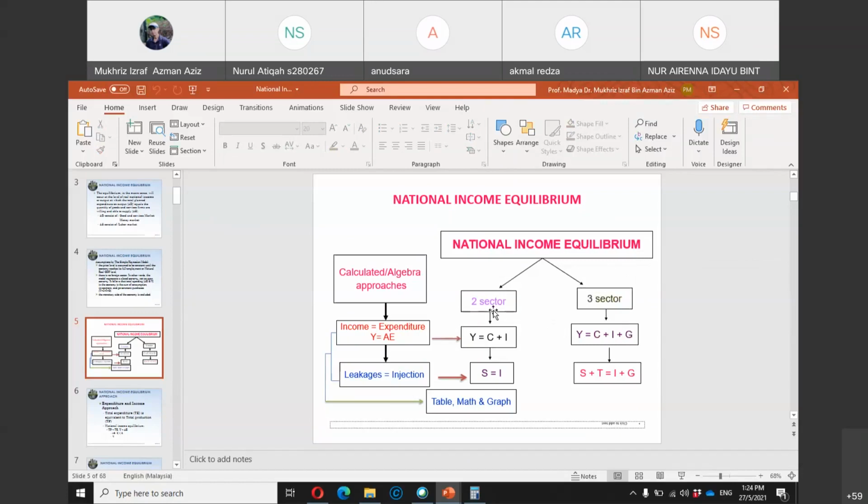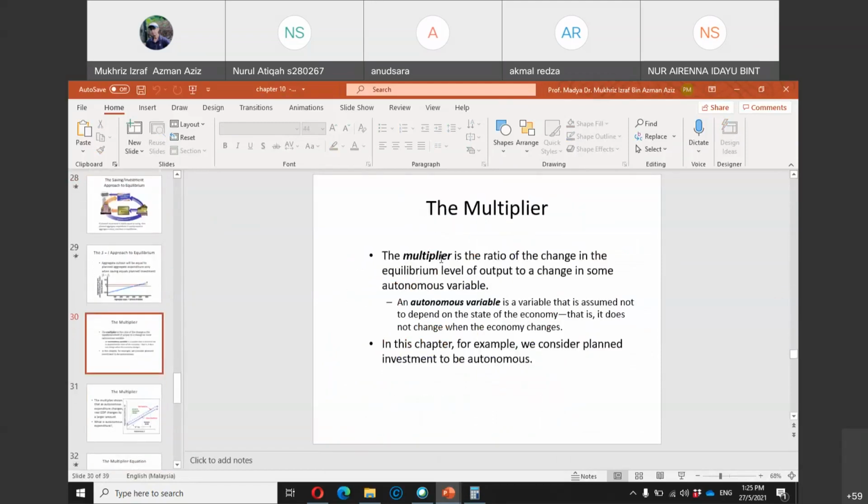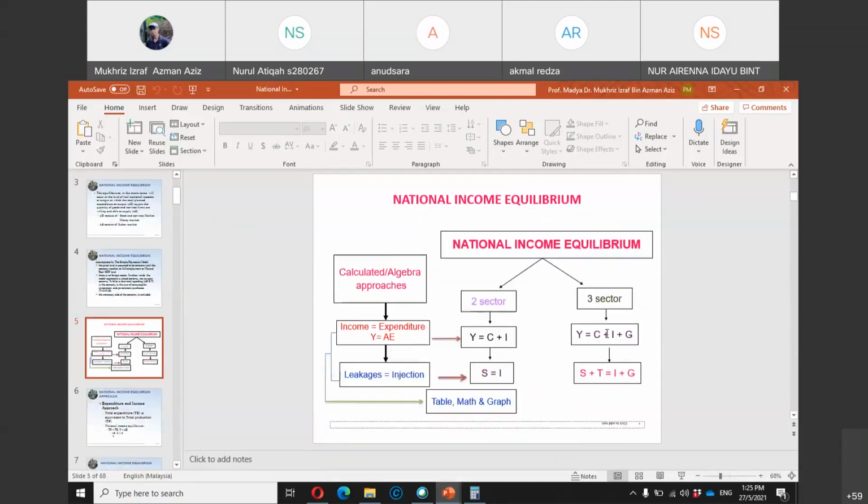We discussed the C plus I component last Monday. Today we are going to finish off with the government role, and from here we can expand on the concept of multiplier, because as I mentioned just now, there are three types of multiplier: investment multiplier, government expenditure multiplier, and tax multiplier. In the annual slide, we will discuss these three types of multipliers and how to calculate them.